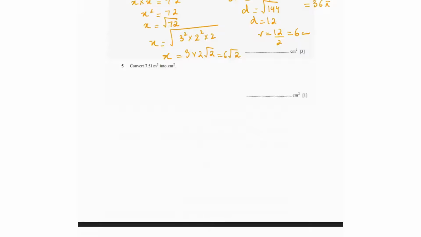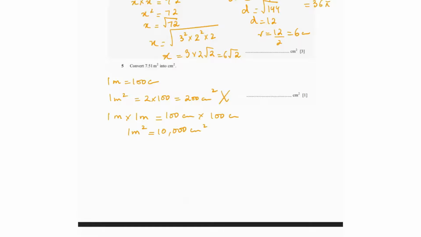Then this thing, okay, so convert 7.51 meters squared into centimeters squared. A lot of kids make this mistake: they think that 1 meter is 100 centimeters, so if it says 1 meter squared, they do 2 times 100, and that's 200 centimeters. That's incorrect. If 1 meter is 100 centimeters, 1 meter squared is 1 meter times 1 meter, which is going to be 100 centimeters times 100 centimeters. So 1 meter squared is equal to 10,000 centimeters squared.